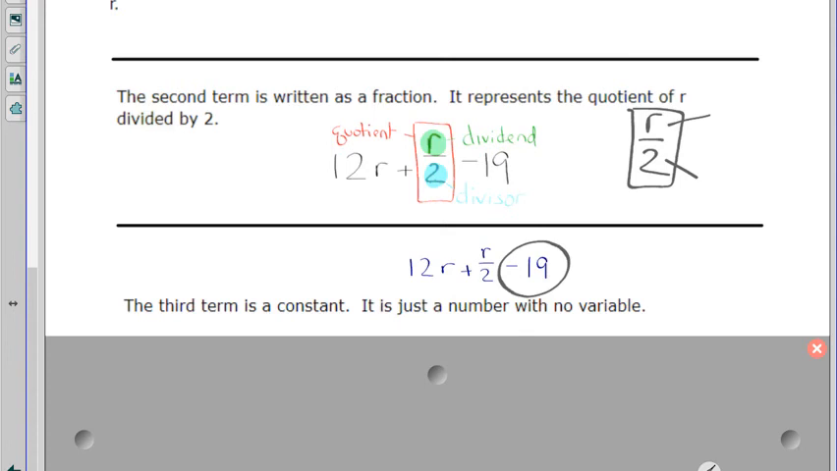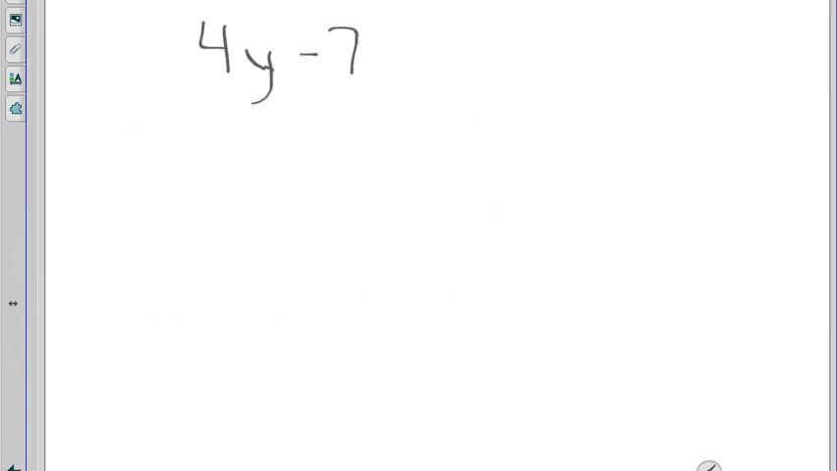So let's do a couple quick examples. If I have 4y minus 7, that's an algebraic expression because it has a variable. Y is a variable, it's unknown. It varies, perhaps, what it is. And with that first term, this has 2 terms. Right? Here's a term. Here's a term. Subtraction separates them. And the first term has a coefficient.